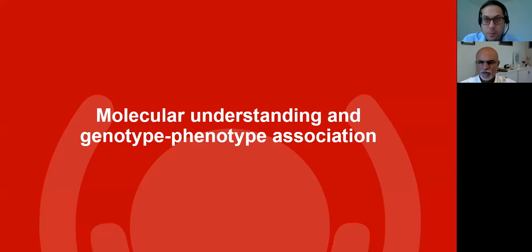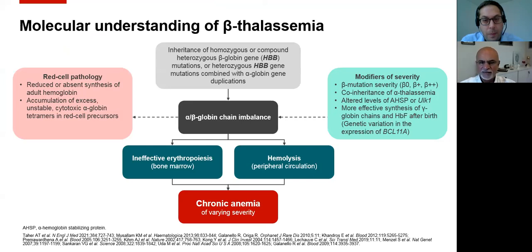So let me first start, very briefly, with the molecular understanding and the genotype phenotype association of NTDT or thalassemia in general. As we all know, the alpha to beta globin chain imbalance is the main problem in thalassemia. As a result of this, patients will get ineffective erythropoiesis in the bone marrow and hemolysis when the red blood cell gets out of the bone marrow in the peripheral circulation. Both of these would lead to chronic anemia, and the anemia is of varying severity. And as we also know, this would lead also to iron overload.